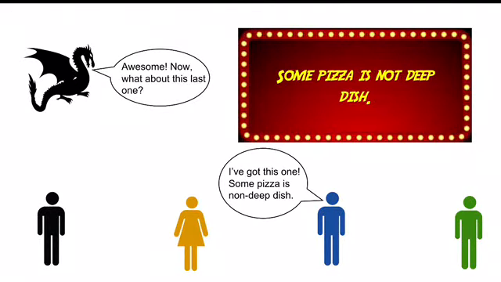Now, what about this last one? And the new phrase comes up on the screen, some pizza is not deep dish. The fellow in blue says, I've got this one. Some pizza is non-deep dish. And once again, he's performed the obversion. Right? He's changed the negative quality is not to is, and he's changed the predicate deep dish to the complement non-deep dish.